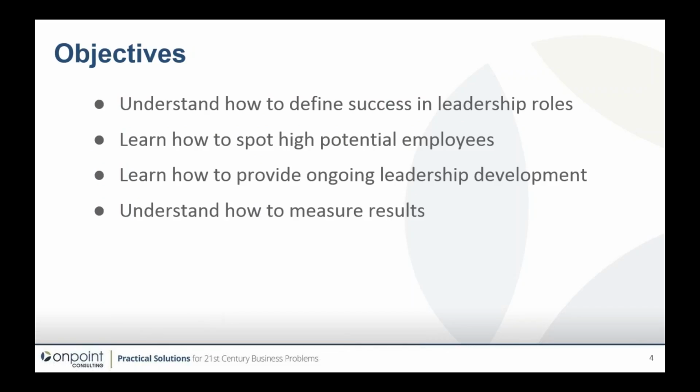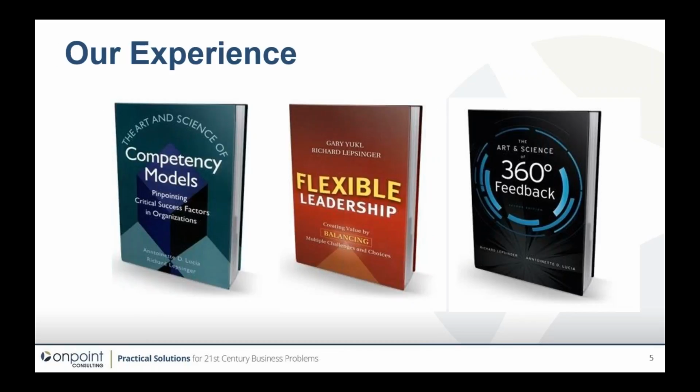So today we're going to talk about 4 primary things. We're going to talk about what you can do to define success, how will you know what good looks like, and then we'll talk about spotting your high potentials and a process or a mechanism to be able to truly identify those who are truly high potential. We'll talk about the ongoing development component, and we'll talk about some specifics for measuring results and the impact.